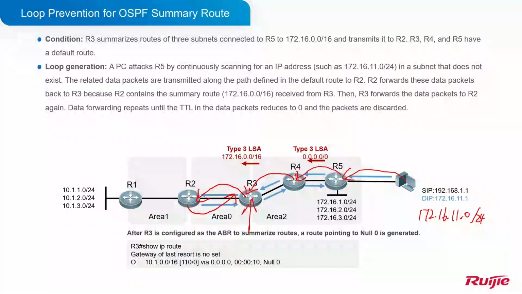So now R3 receives this packet, checks the routing table, and finds that it wants to communicate with the destination in this segment, right?